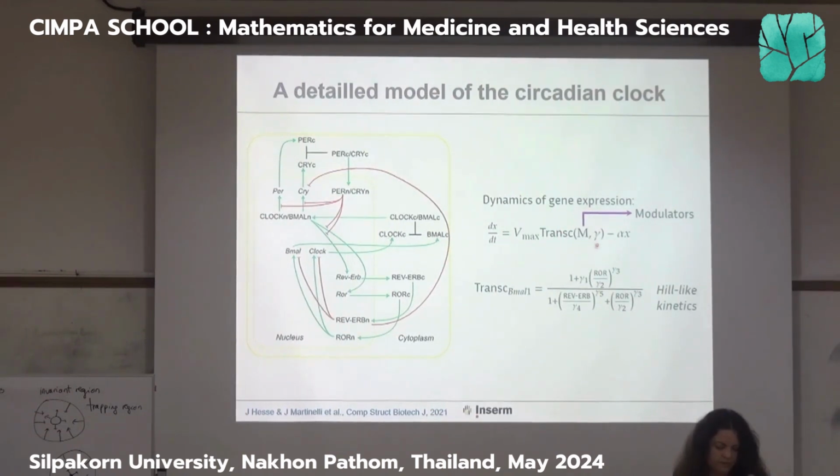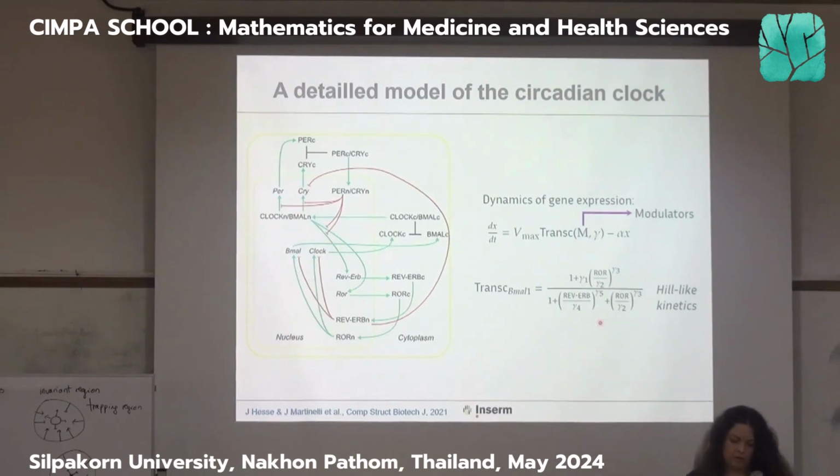On the opposite here, this transcription is highly dependent on those 2 guys that we call Rev-erb and ROR. So N is for nucleus. And basically Rev-erb will inhibit transcription of Bmal, and ROR will activate the transcription of Bmal. And this is one way to actually model this. If you look at the transcription term, you can see that Rev-erb here is at the bottom of the term. So basically, when Rev-erb is high, this term is low.